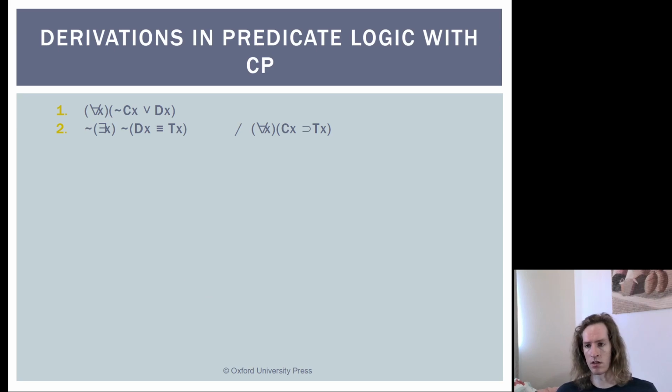We'll do another one here. So here we can see there is a conditional statement in our conclusion, but the conditional statement isn't the major operator of the conclusion, it's the universal quantifier. So let's look at our premises. Our first premise is for all x's, either not cx or dx. Our second premise is it's not the case that there is at least one x not dx if and only if tx. And our conclusion is for all x's, if cx, then tx.